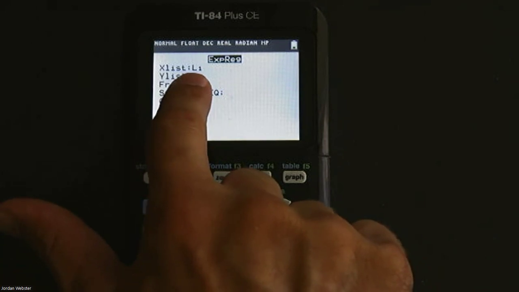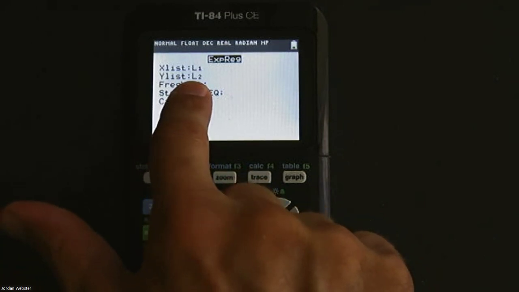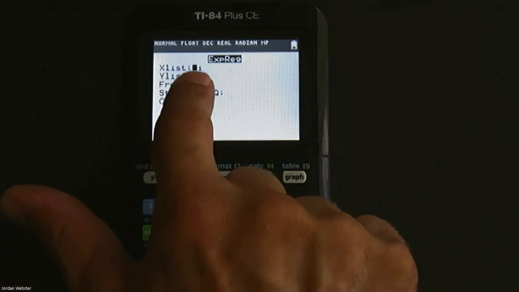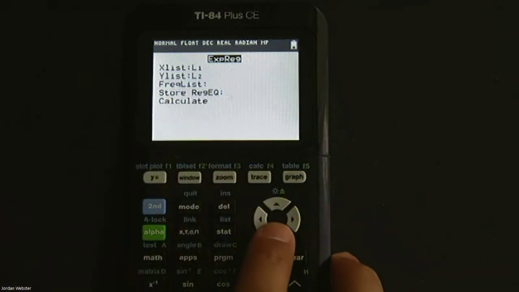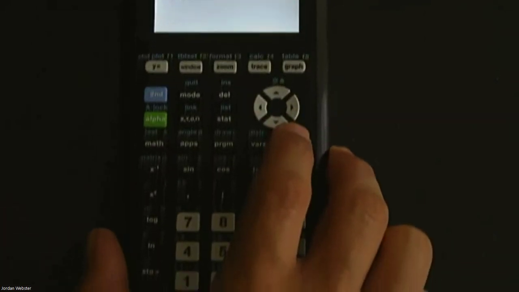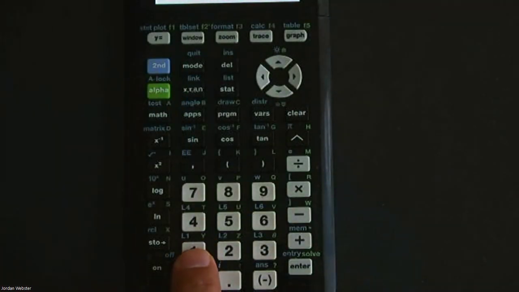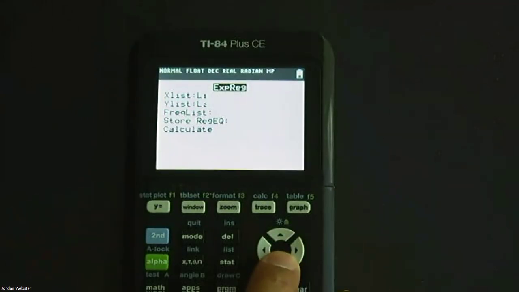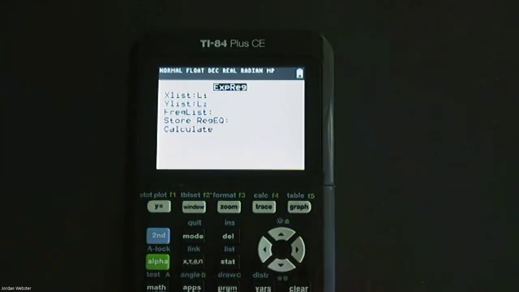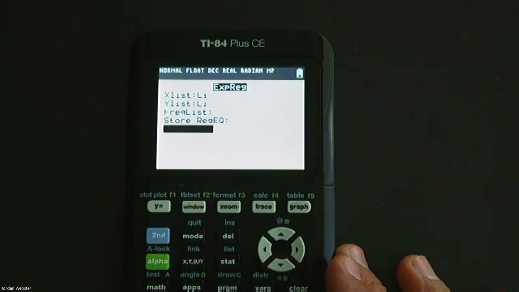Exponential regression asks for a list for your X values and a list for your Y values. You're going to put L1 and L2 into those two lists. If you want to type L1, remember that's the second key and then the number 1. If you want to hit L2, that's the second key and the number 2. So we have that. I don't think we need to store a frequency list, and we don't need to store our regression equation. Let's just calculate that.